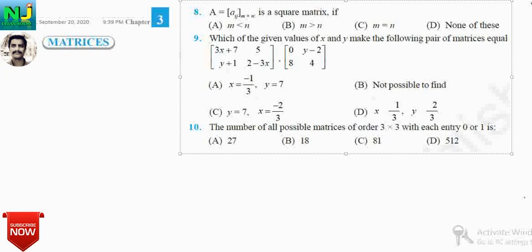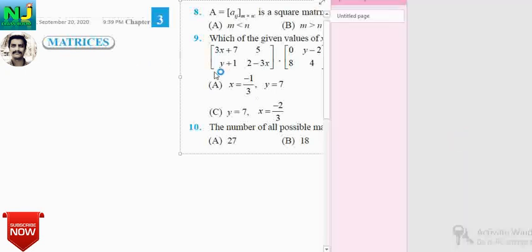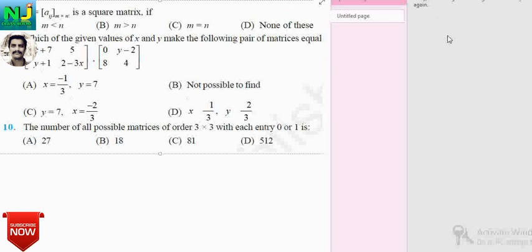What is the first one? The first one is clear.